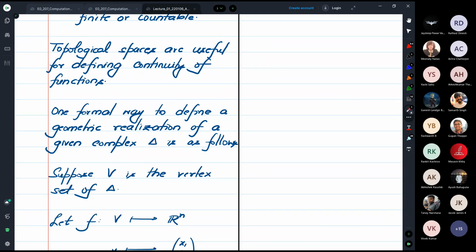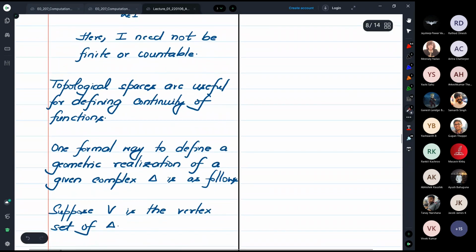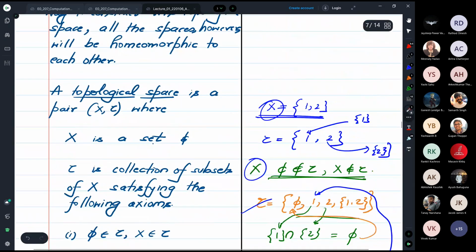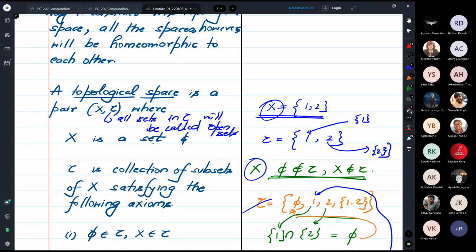sets which satisfy the three properties that we mentioned in the definition of a topological space. And all the sets in this collection would be referred to as open sets. Maybe I have not written it here, but all sets in tau will be called open sets. So you look at this example of all these 256 cross 256 matrices, then you identify some collection of sets, and those sets you will define to be open.